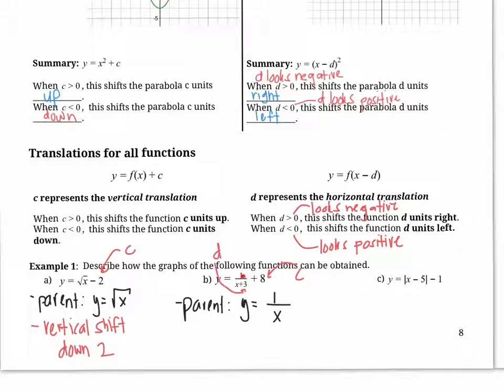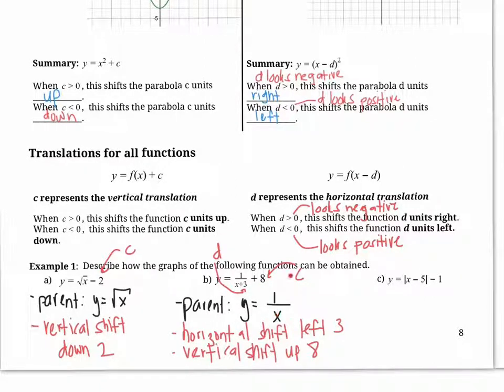So now all we have to do is follow our rules for C and D. So let's do D first. D looks positive, so we're going to the left. We're going to move this to the left 3. Now how about this guy over here? This guy's outside of the function. It's not involved in the division. It's not right beside the x. It's just sitting outside. So that's our C value, which means that we must be going up 8. So to sketch this function, we would have to sketch our parent function first, and then move every point left 3, and then up 8.